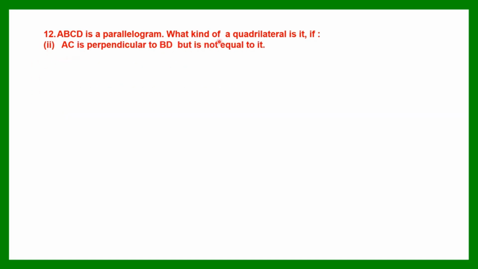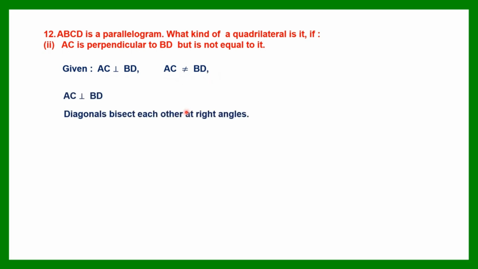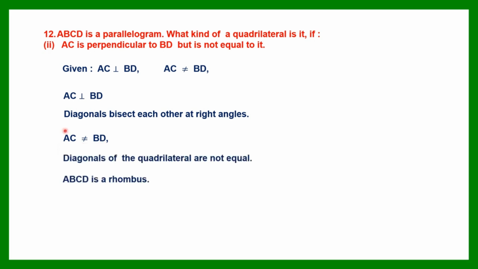Second one, what kind of a quadrilateral is it if AC is perpendicular to BD but it's not equal to it? They're perpendicular but they're not equal. So given is this, that is AC is perpendicular to BD. That means they intersect at 90 degrees but they're not equal in length. So if they're perpendicular, that means the diagonals are bisecting each other at right angles, isn't it? Then AC is not equal to BD. So if you have diagonals that bisect each other at right angles but at the same time are not equal to each other, such a figure is known as a rhombus.